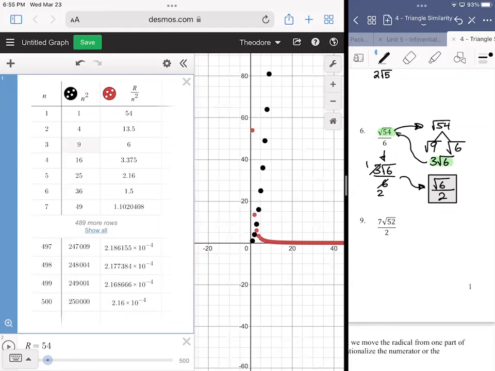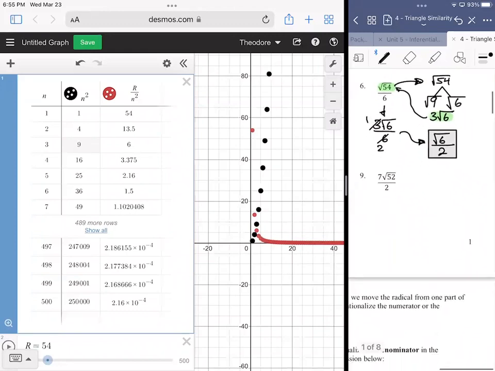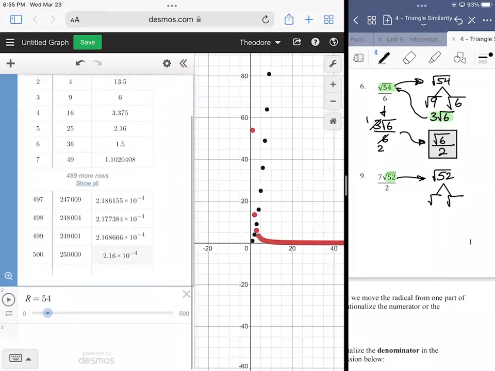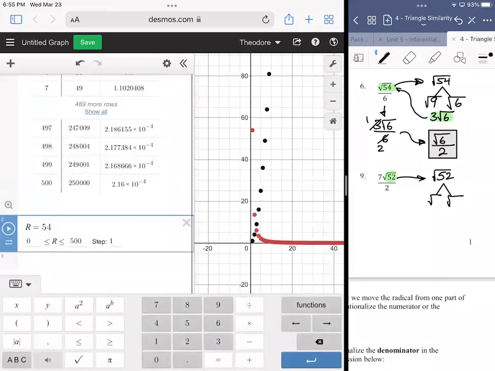So then looking at number 9, because I can keep number 6 on the screen at the same time. You see that there's a coefficient in front of the rad 52, so we're only going to focus on pulling out the rad 52. I'm looking for two numbers, one of which is the perfect square, that's going to divide evenly into the 52. So I'm going to change my R value to a 2 here.